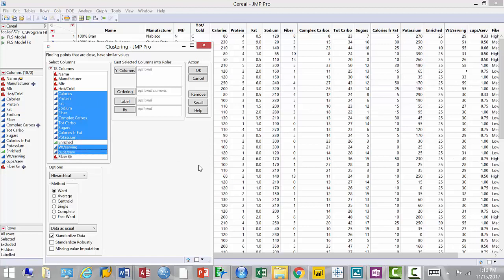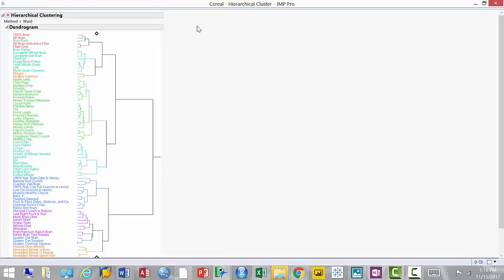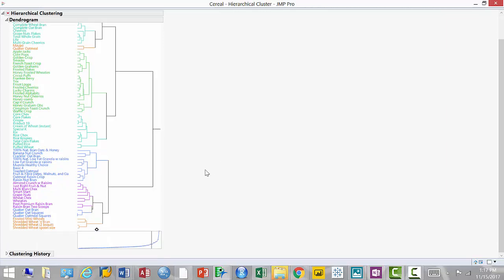So weight per serving and cups per serving. So I'm going to include all things that are numerical about my cereals, right? And these are all just variables or dimensions, right? About each cereal, we're going to use these measurements. So I'm going to just add them all together, right? Click OK, and then it goes to the agglomerative procedure, and there it is, right? It gives me how many clusters I have right now.